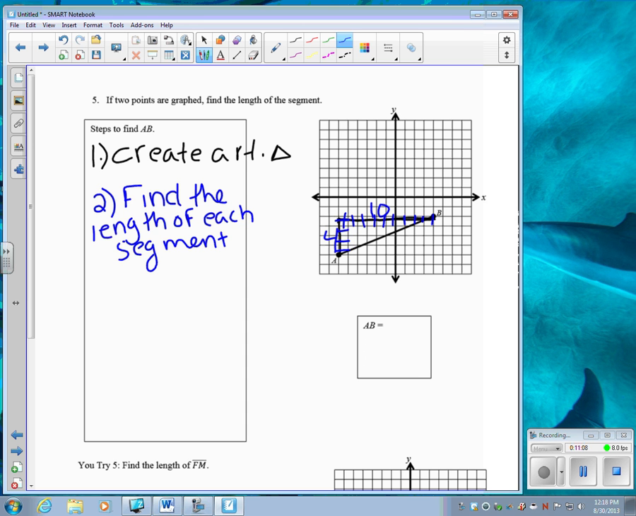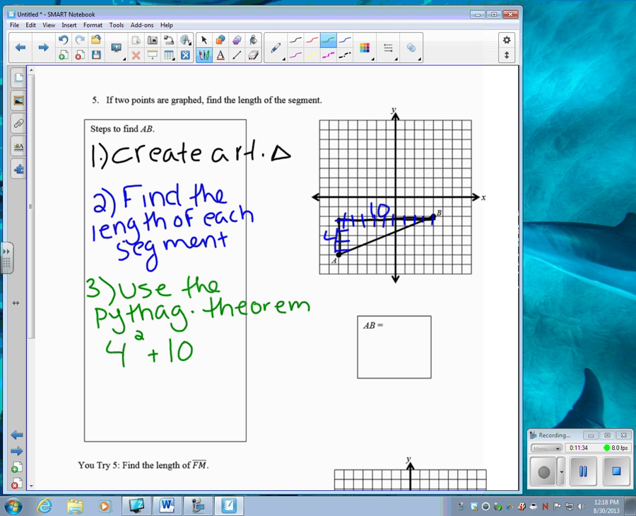Okay, and now we can just go ahead and do what we did on the first page. We'll use our Pythagorean theorem. So we created that right triangle. All right, so my two leg lengths are 4 and 10, and we are finding AB. Okay, so we'll go ahead and do our math. 4 squared is 16. 10 squared is 100. So we get AB squared is 116.